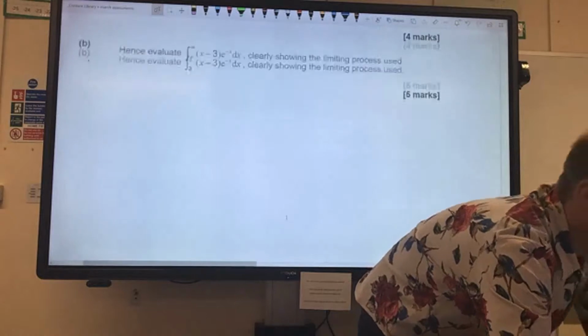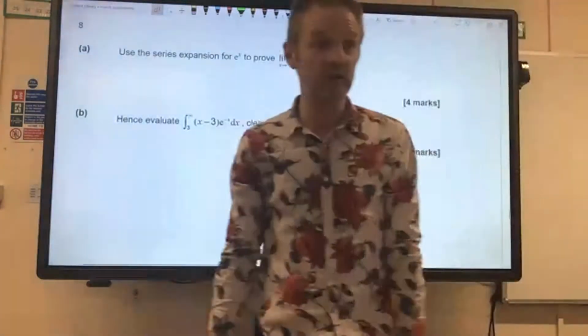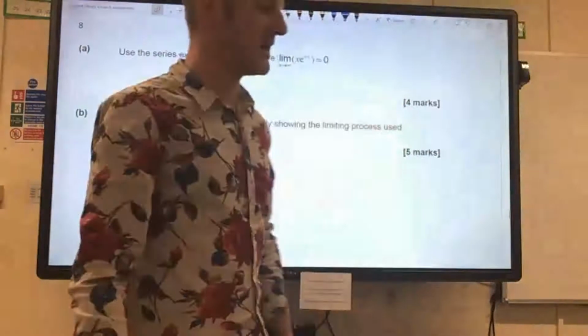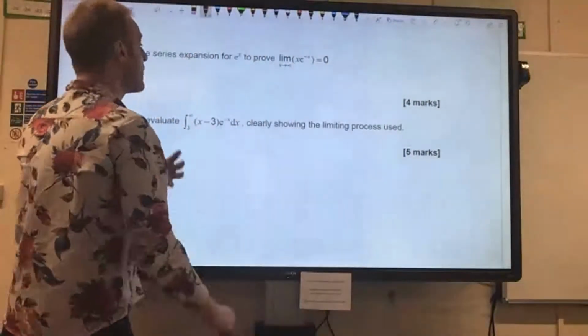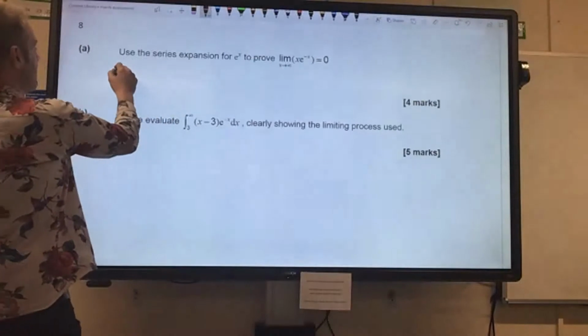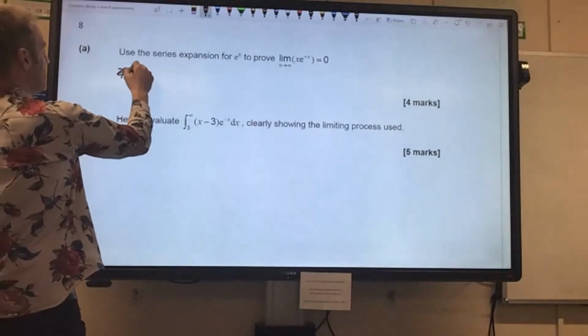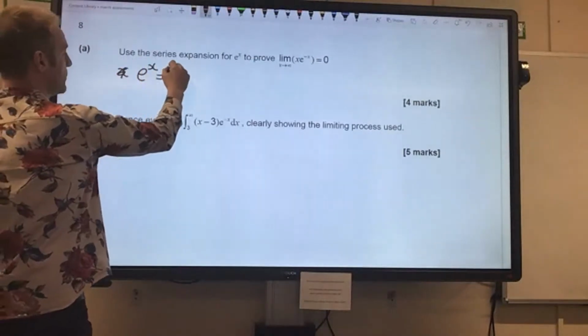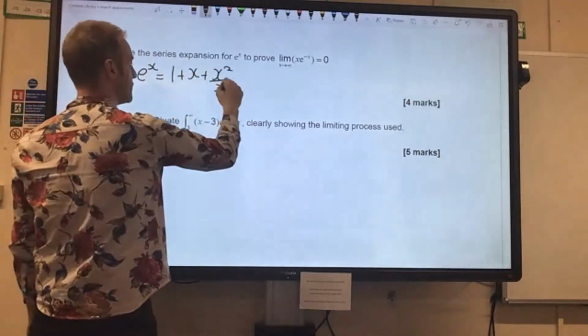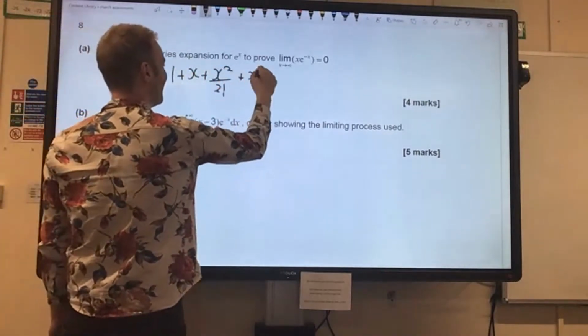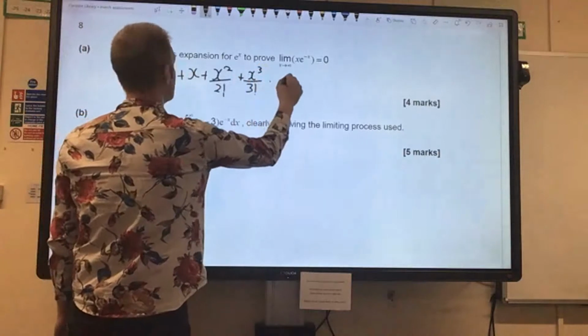When I looked at it, I thought it didn't look that hard. And then when I tried it, I realised it did require a bit of thought. Well done to those who got it. So the obvious first thing is to use e to the x equals 1 plus x plus x squared over 2 factorial plus x cubed over 3 factorial. That's the obvious first step.